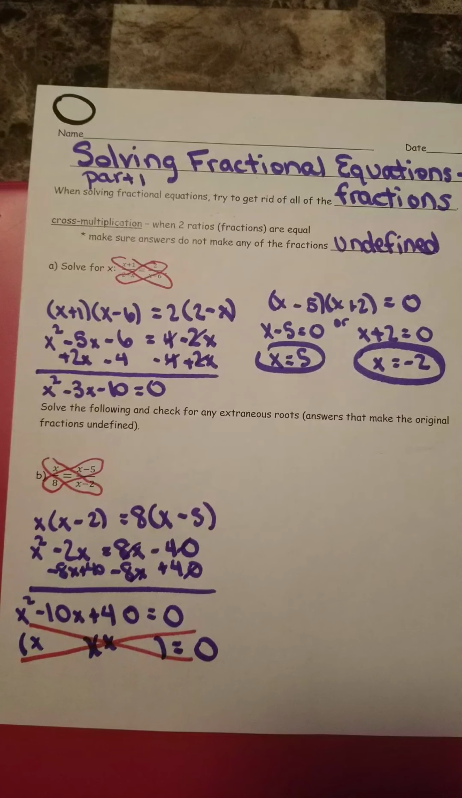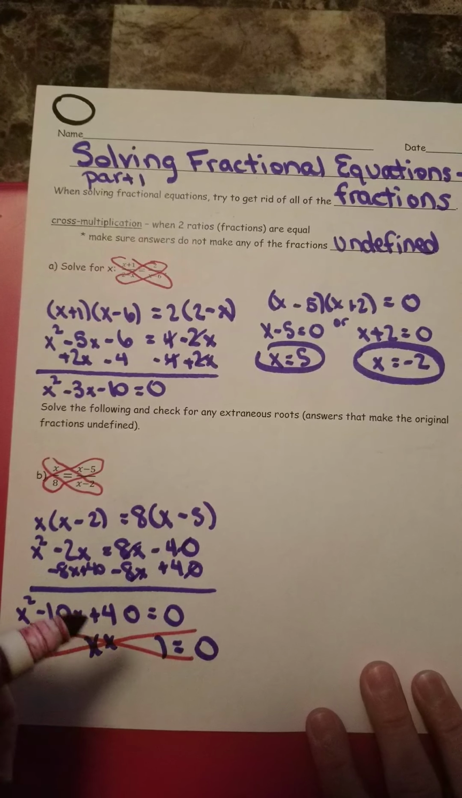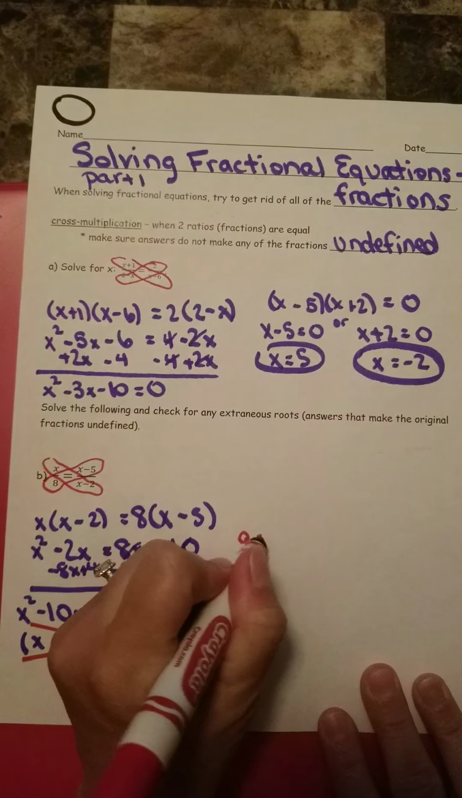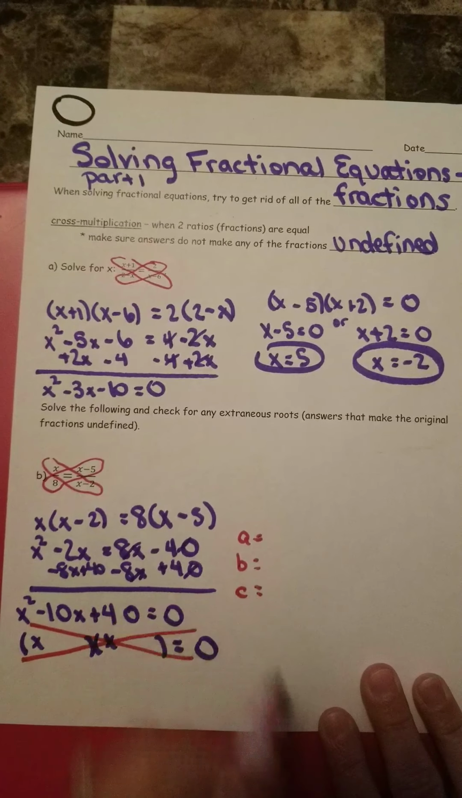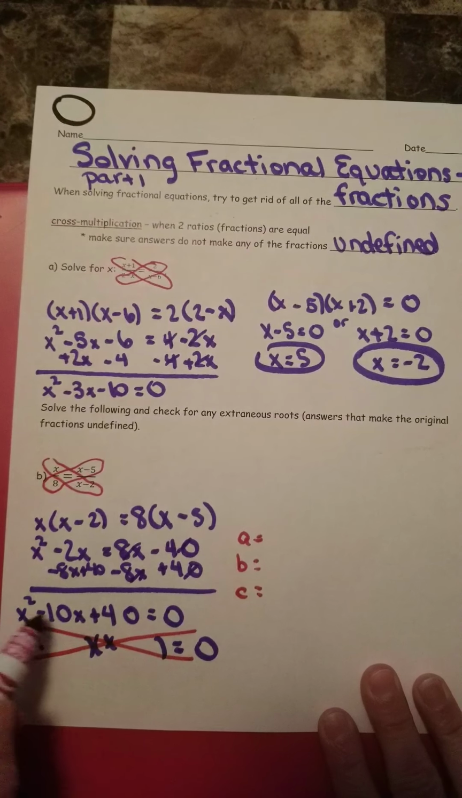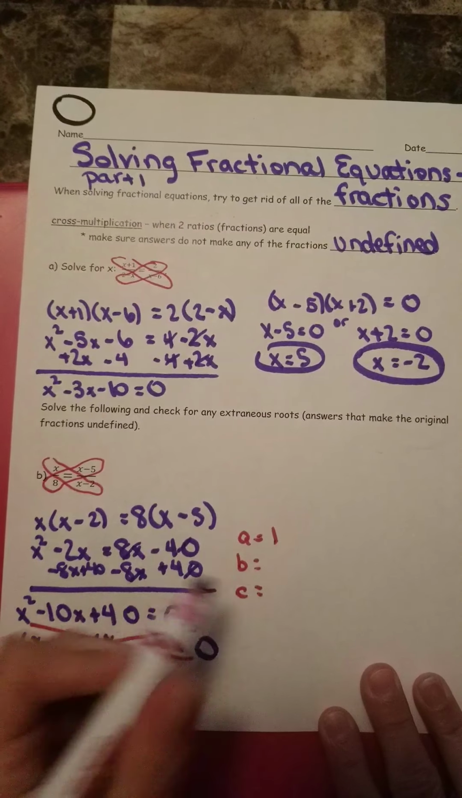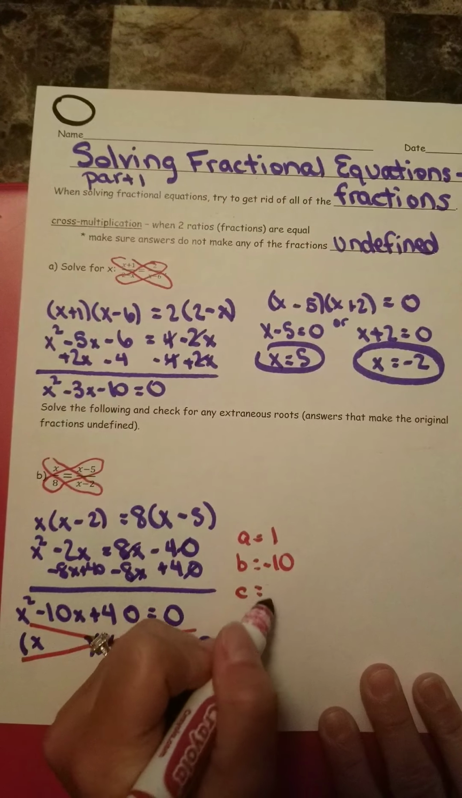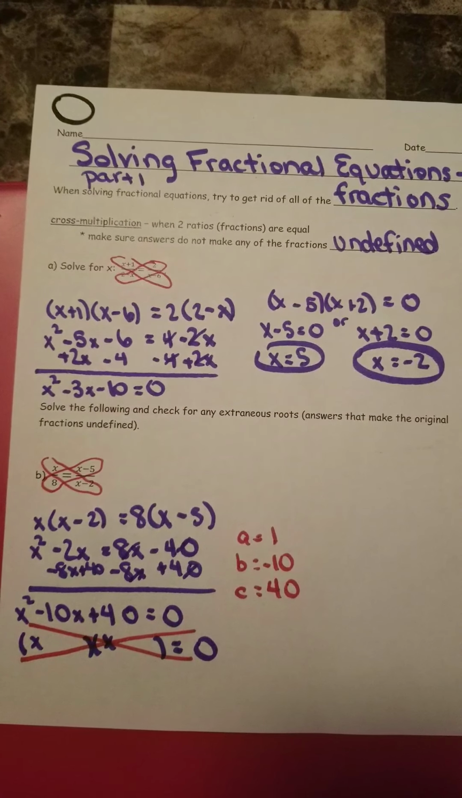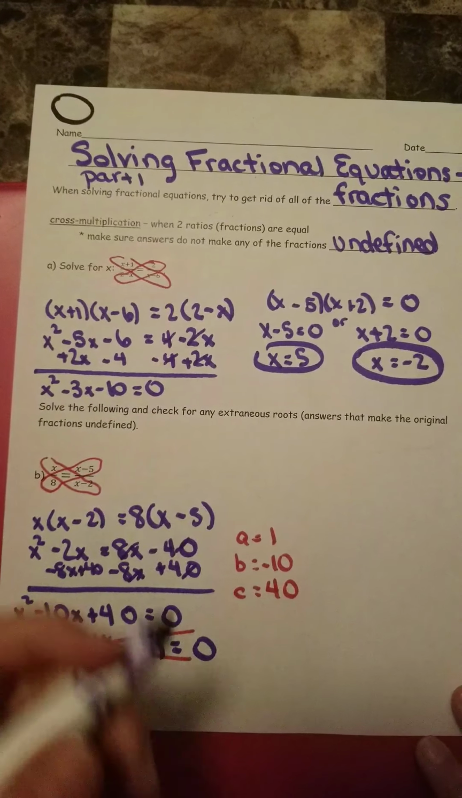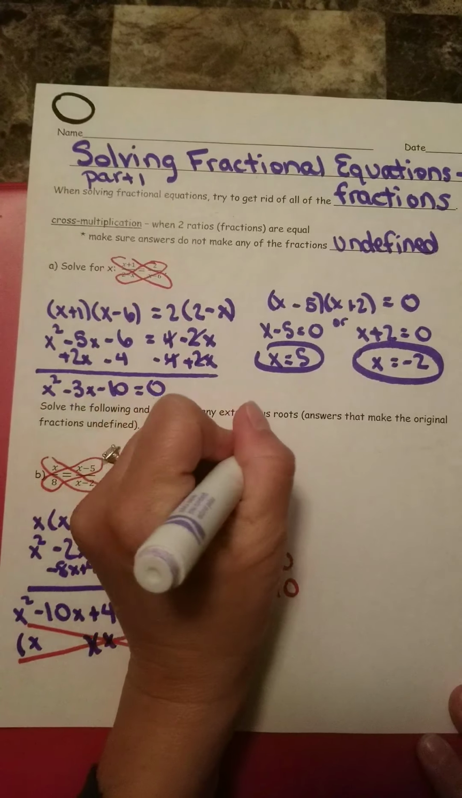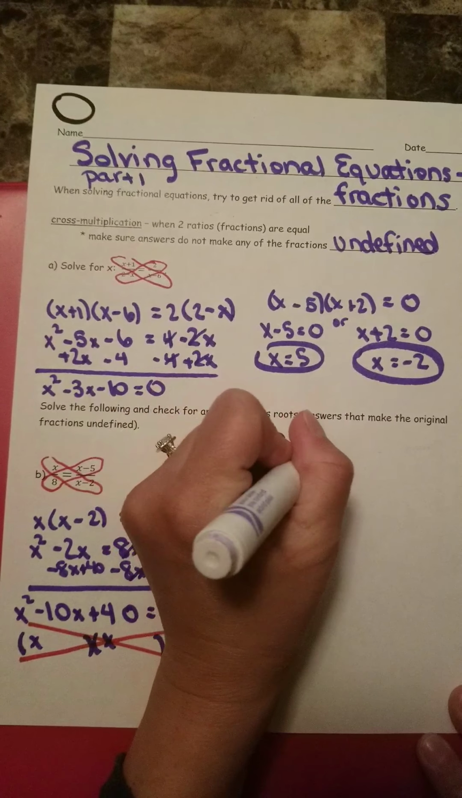Remember that formula? Negative b plus or minus, and then the rest of it, I'll put down in a second. In order to solve this, I have to figure out my a, b, and c. My a is 1, my b is negative 10, and my c is 40. So now I'm going to do the quadratic formula. I'm going to put it up here. I'm going to cover this up for just a second. I want to make sure it's on my paper.